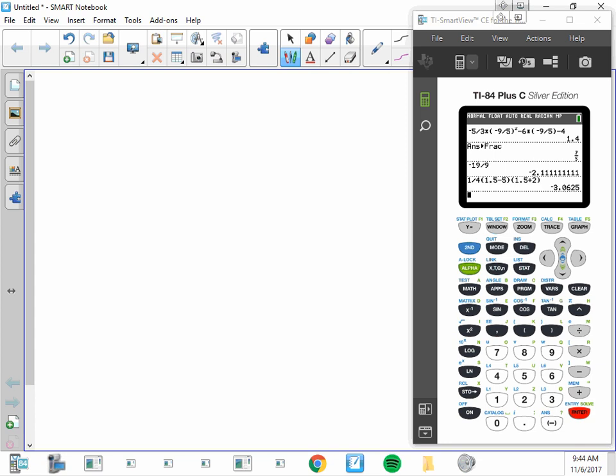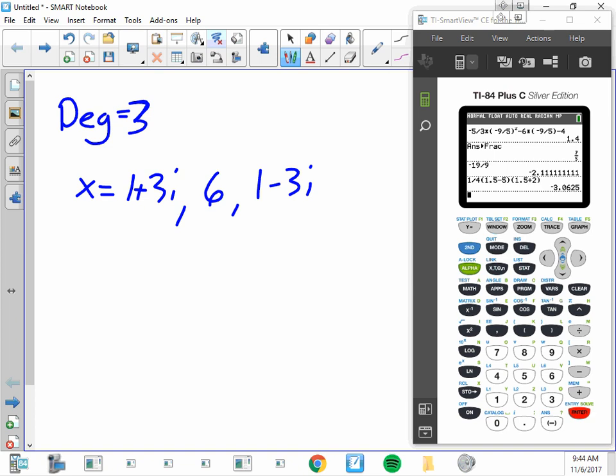If I had this information, I have a polynomial that is degree 7. Well, that's kind of big. Let's say degree 3. And I knew that the roots were x equals 1 plus 3i and 6. Can you tell me what the other root is? 1 minus 3i. Does everybody understand that? Okay.